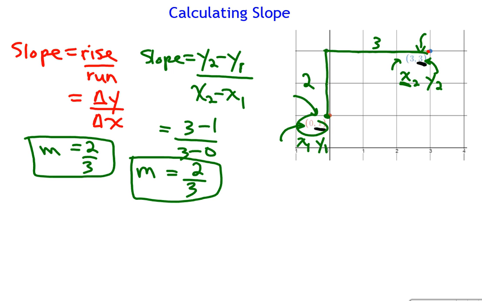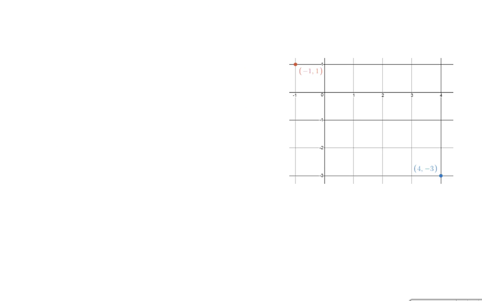Let's look at a second example here. So we have a point over here and a point down here. The first point is (-1, 1), and the second point is (4, -3). I'm going to call this point number 1, so I'm going to call this x1 and y1. I'll call this x2 and y2. And again, we could count the squares, or we could just use the formula.